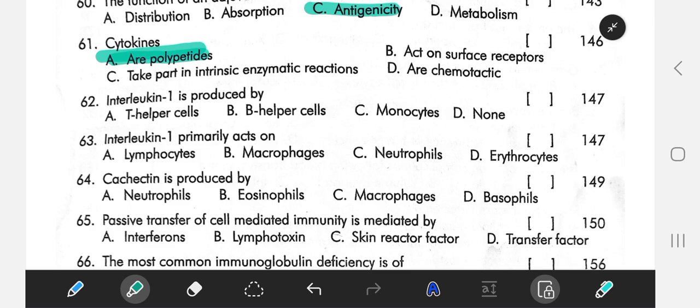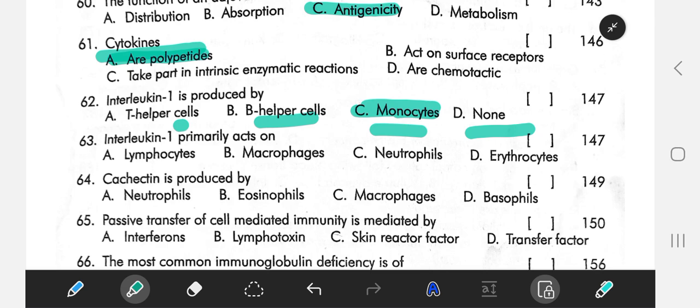Question number 62. Interleukin 1 is produced by A. T helper cells, B. B helper cell, C. Monocyte, D. None. Answer will be C. Monocyte. Interleukin 1 is produced by monocyte.